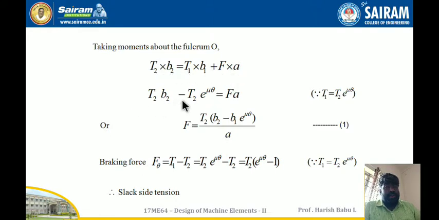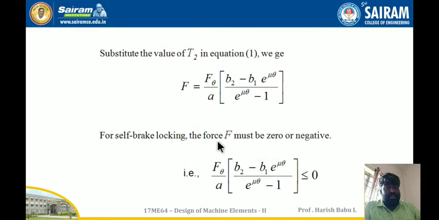So T2 B2 minus T2 e to the power of mu theta B1 is equal to F into A, or F is equal to T2 times (B2 minus B1 e to the power of mu theta) by A. When I substitute all the values, I get F is equal to F theta by A multiplied by (B2 minus B1 e to the power of mu theta) divided by (e to the power of mu theta minus 1). For self brake locking, the force F must be equal to 0 or negative.